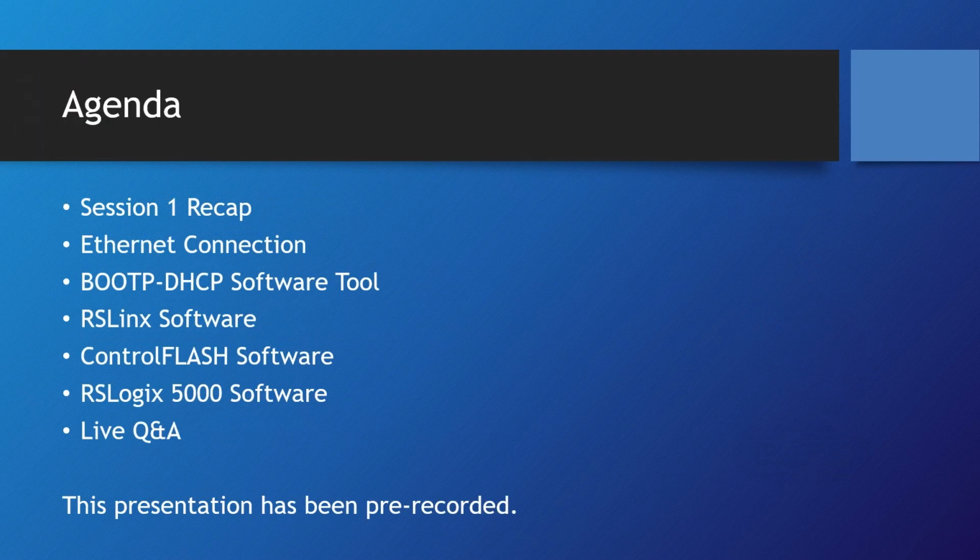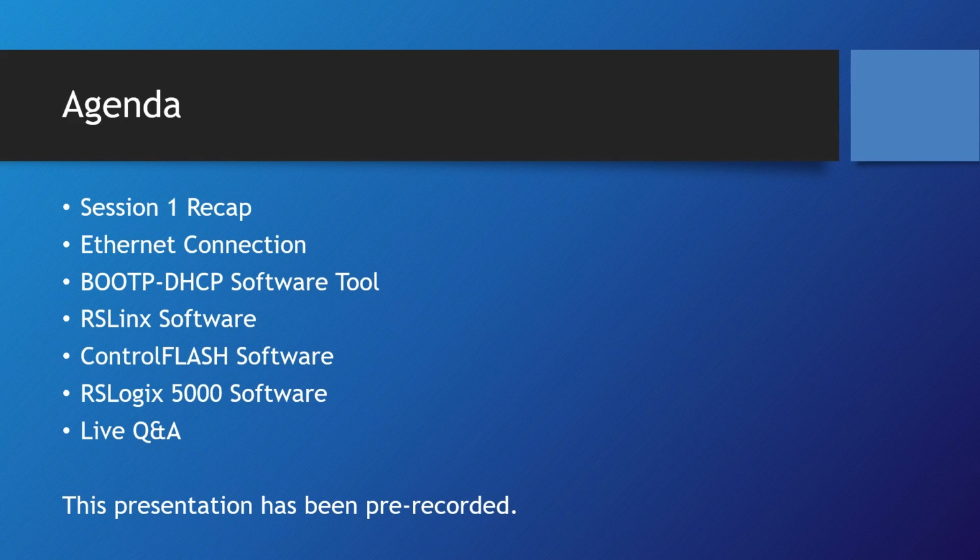Agenda. During today's session, we will be covering the following topics. First, a Session 1 recap. Second, Ethernet connection, where we will be connecting the PLC to your workstation via Ethernet connection. Third, BOOTP-DHCP software tool. We will be using this software tool to assign the network module an IP address.